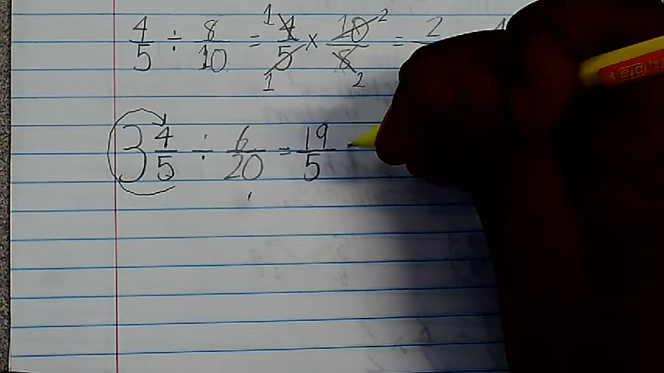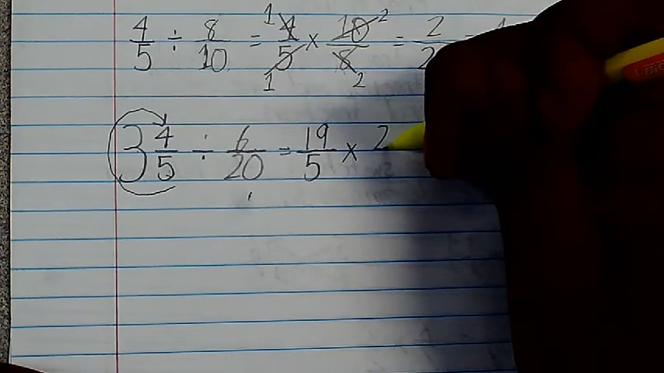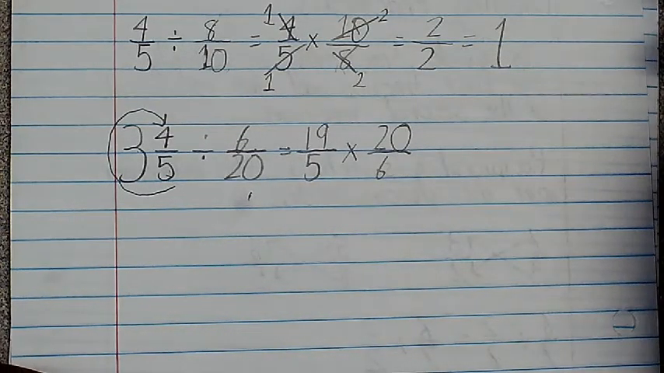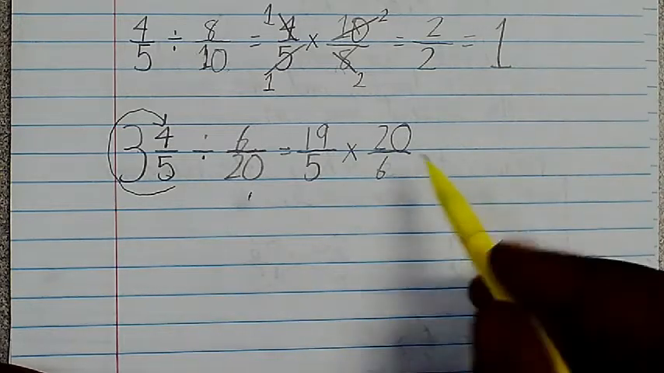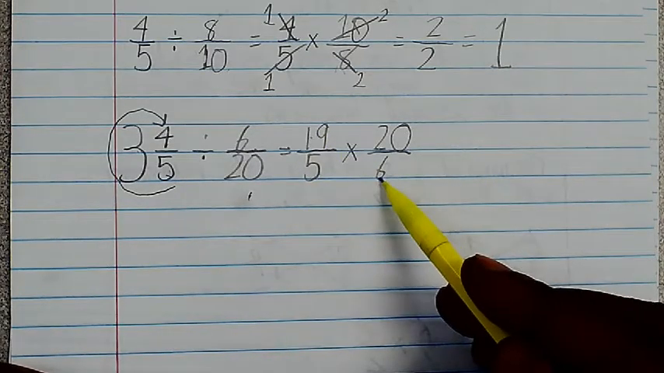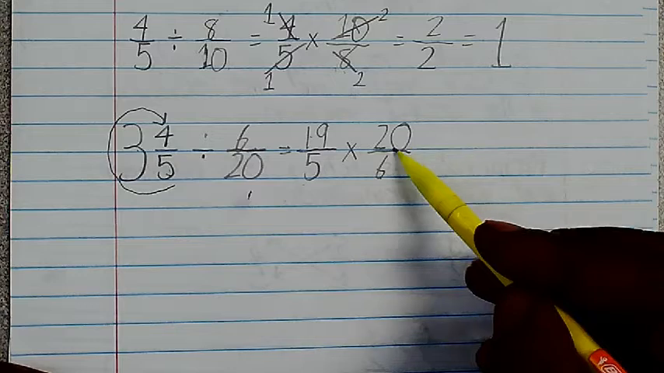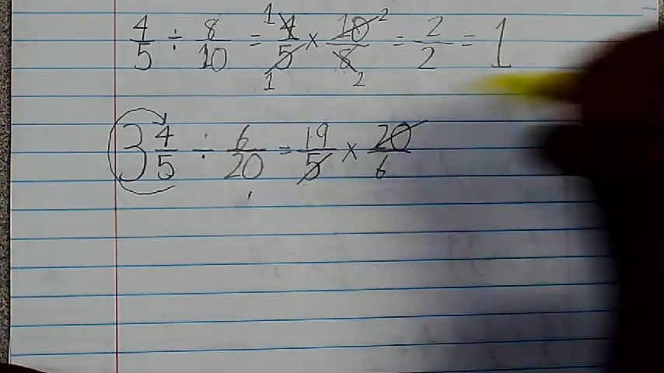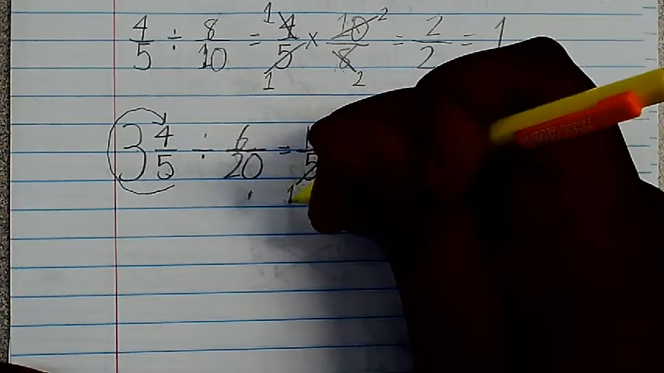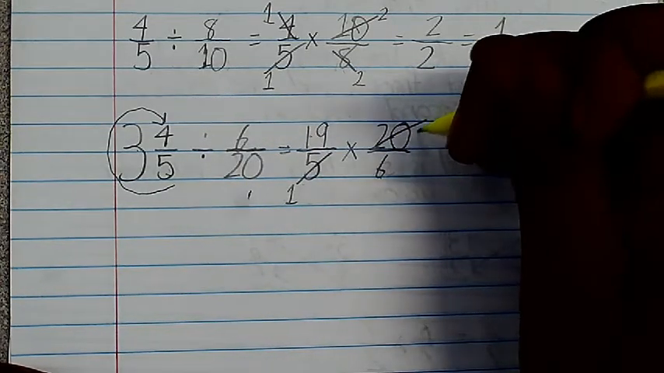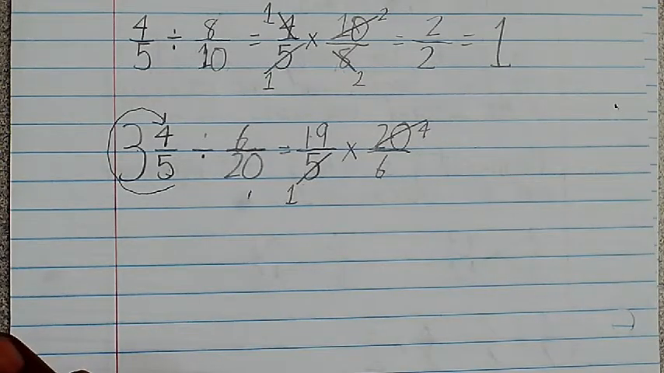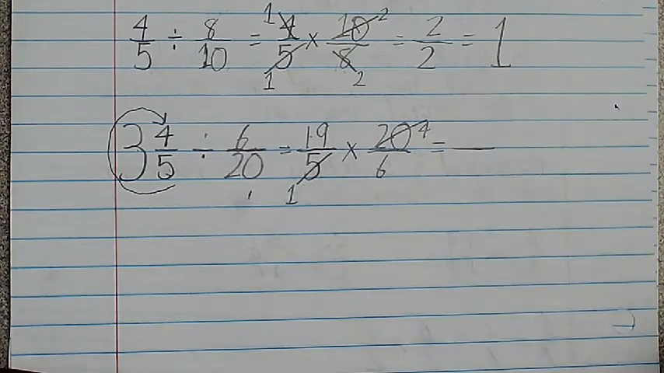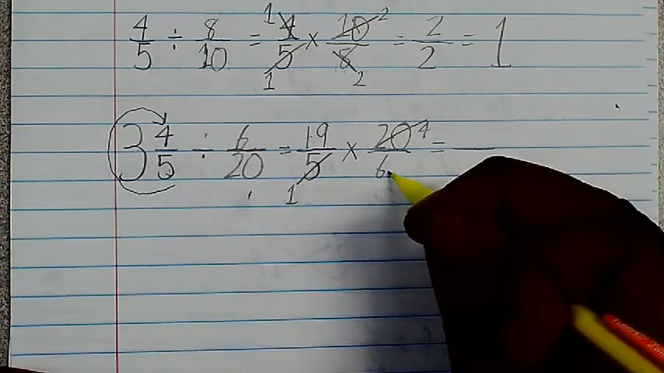And then we're going to take the reciprocal of the second term and multiply. So we have 19/5 times 20/6. All right. Then we look to cross simplify. Of course, 19 and 6 are not multiples of a value, but 5 and 20 are multiples of a value, so we can simplify by dividing both these values by 5. 5 divided by 5 equals 1. 20 divided by 5 equals 4. All right. So now when we multiply, numerator times numerator and denominator times denominator, 1 times 6 equals 6.